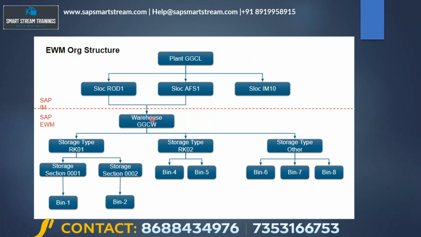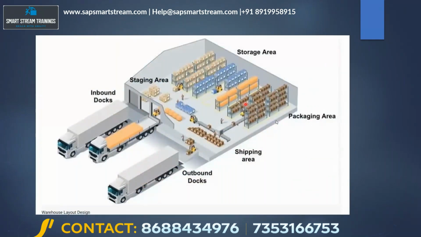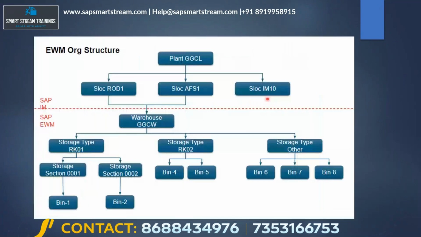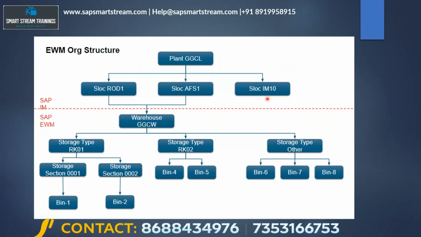This is the org structure, and it is very simple. First we have the warehouse. Under the warehouse we have storage types. Under storage types we have sections, and inside the sections we have the bins. Section is not mandatory. If they do not wish to have sections, they can just have the storage type and create the bins inside it. We can have multiple storage types, one, two, three, up to eight or more, depending upon the business, where they want to store the products. This is the org structure for EWM.